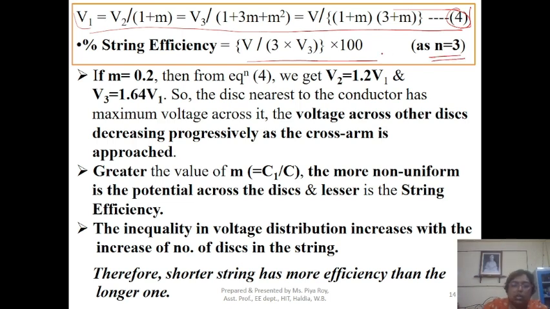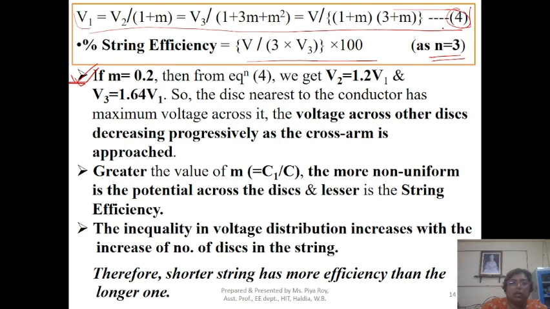Now we can conclude a few things from these expressions. What are those? The first one: if m equal to 0.2, we can assume any constant value, then from equation 4 we get V2 equal to 1.2 V1. It's very simple to get. Equation 4, this one, equation 4.